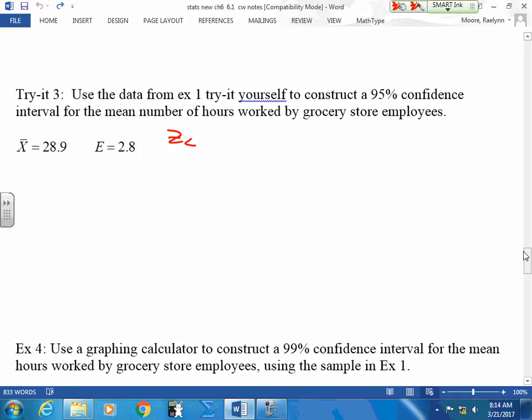So on a 95% confidence interval, I'm looking at 95% to be in the middle. I want to know what this z-score is. So I do inverse norm, pick up your calcs, go to inverse norm, 1 minus 0.95, use parentheses, divide by 2. So give that a whirl for me.